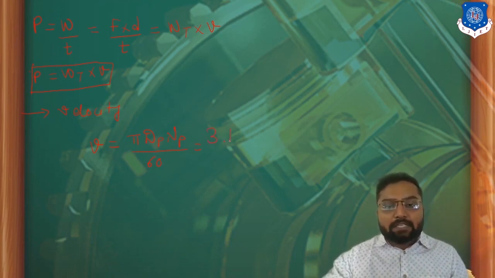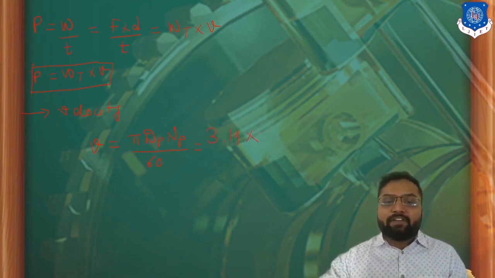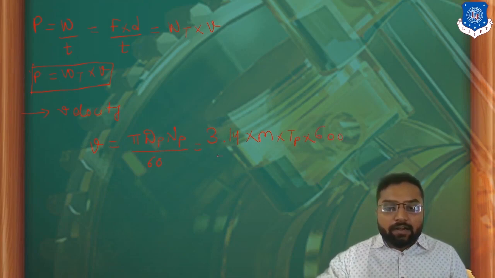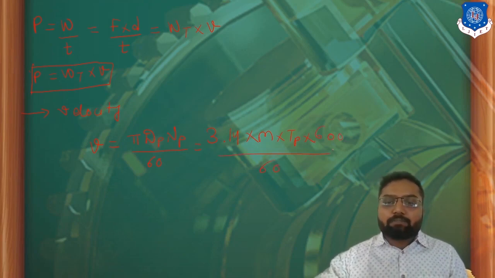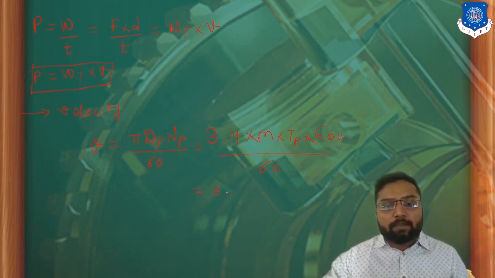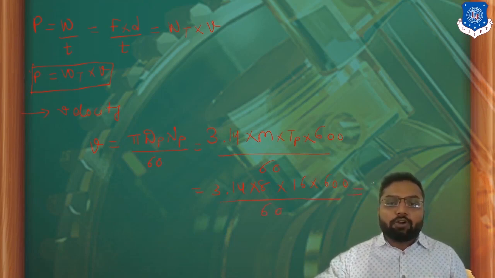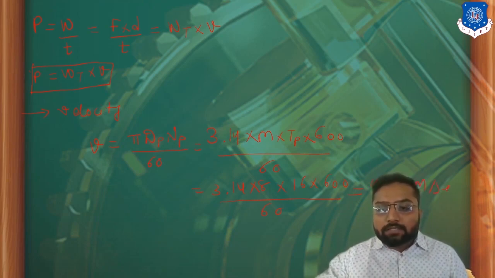So the value of pi is 3.14. dp we don't have, so it is m into tp into np, which is 600 divided by 60. Let's put these values. So 3.14 into module 8 into 16 into 600 divided by 60. The solution of this is nothing but 4.02 meter per second.